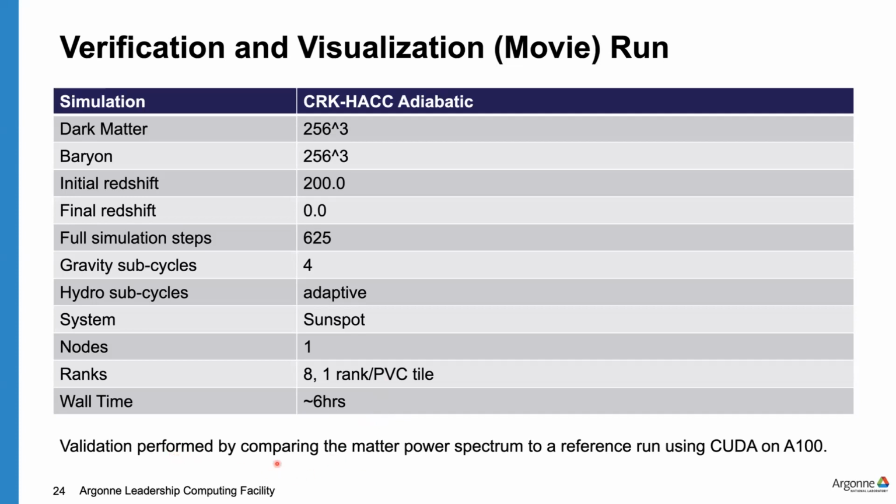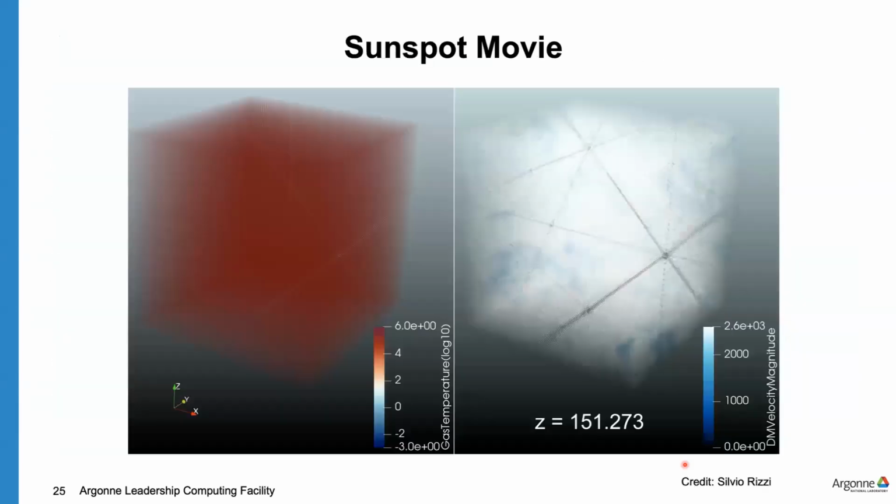We validated the results using the matter power spectrum against a reference run on an A100 with CUDA, and we're within our numerical tolerances. So now at least we're verifying that we get the same answer.